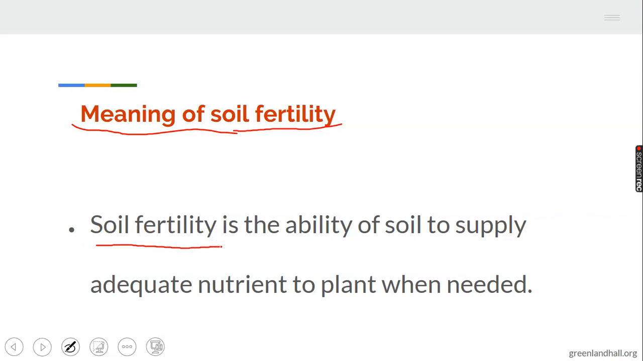We see soil fertility as the ability of the soil to supply adequate nutrient to plants when needed. I will underline the words ability and supply. Meaning, not all soils are able to supply plant nutrients. Some soils are termed infertile when they are unable to supply plant nutrient, while some soils are extremely fertile because they are able to supply plant nutrient.